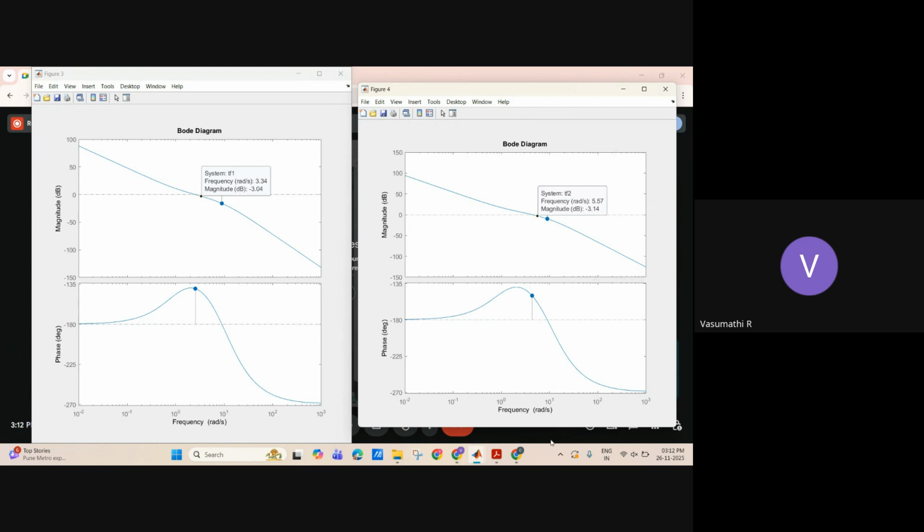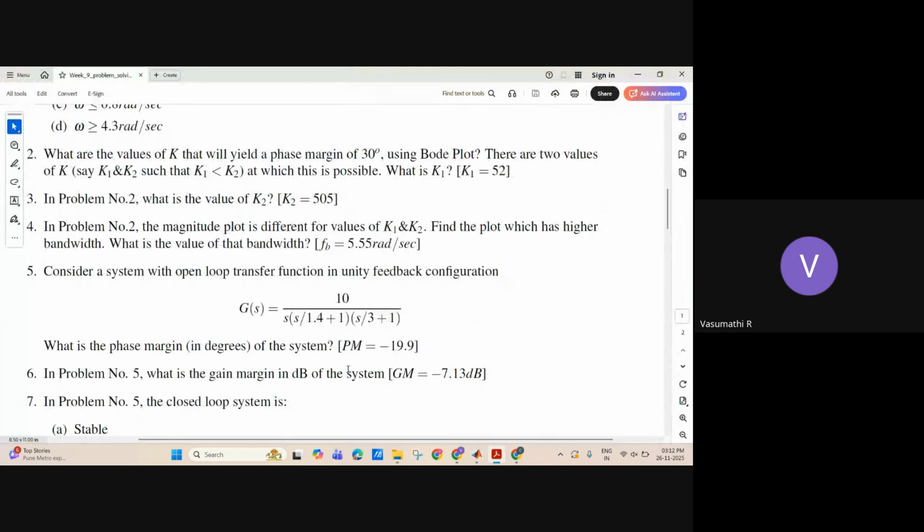So overall frequency for these two, around 5.5 for the K2, then highest magnitude. That's what the question has been asked. The higher the gain, the higher the magnitude.